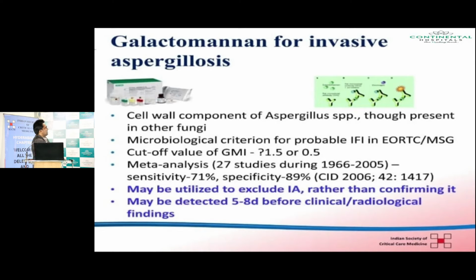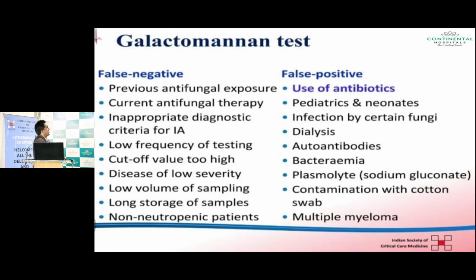on a small note of galactomannan: it is a cell wall component present in most species of Aspergillus and also Penicillium, and the cutoff value of galactomannan is 1.5, and this meta-analysis of 27 studies says the sensitivity of galactomannan is 17% and the specificity is 89%. This test can be used to exclude invasive aspergillosis rather than identifying it. And the important thing is it may detect invasive aspergillosis 5 to 8 days before clinical or radiological findings occur. So there are wide false negatives and false positives.